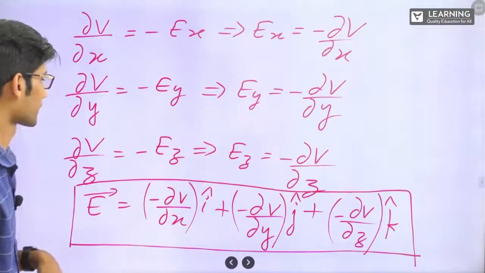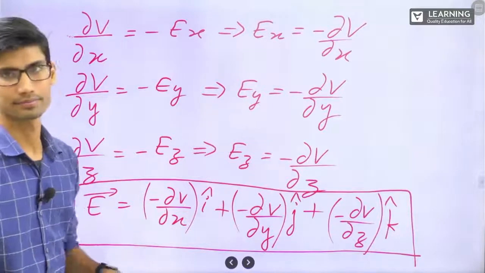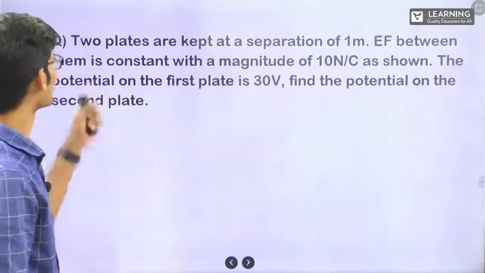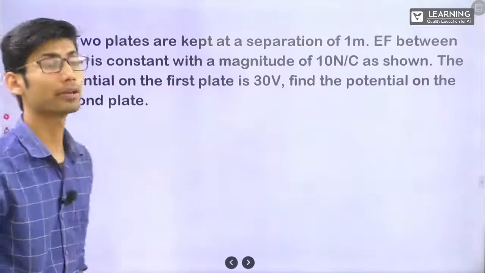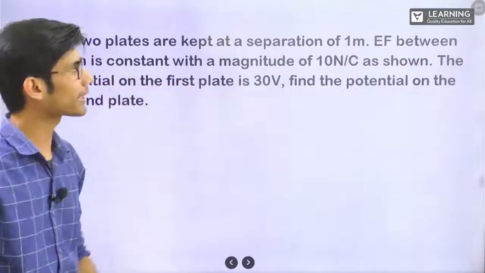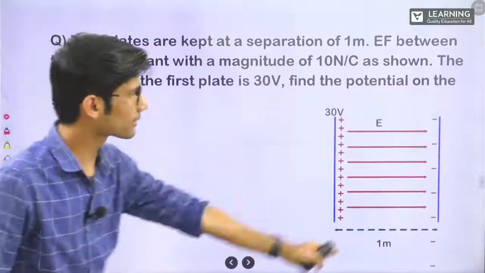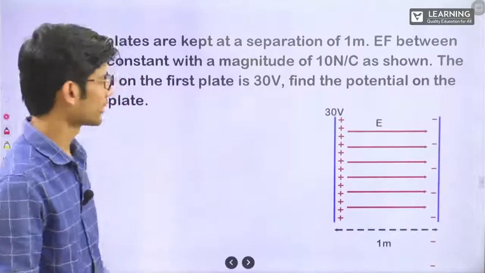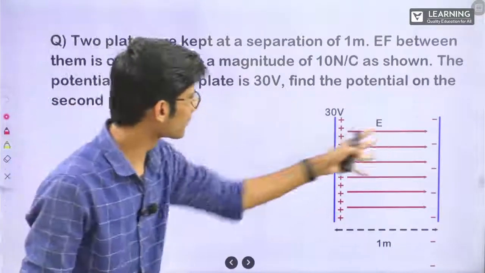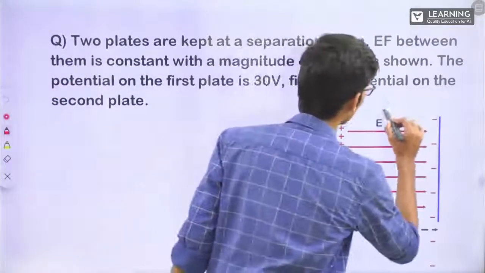Okay. So now see, if you know potential, you can find electric field. Let's see the question. Two plates are kept at a separation of 1 meter. Electric field between them is constant with a magnitude of 10 Newton per Coulomb, as shown. Two plates are kept at a separation of 1 meter, and the electric field between them is constant, given to be 10 Newton per Coulomb.